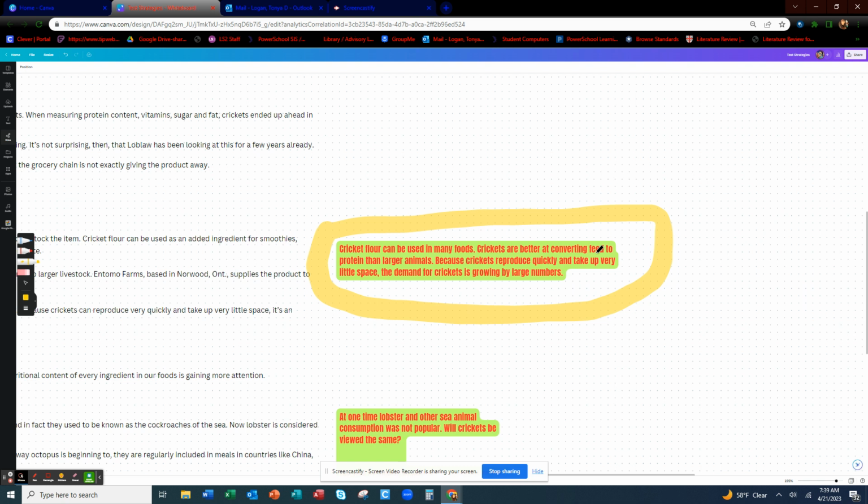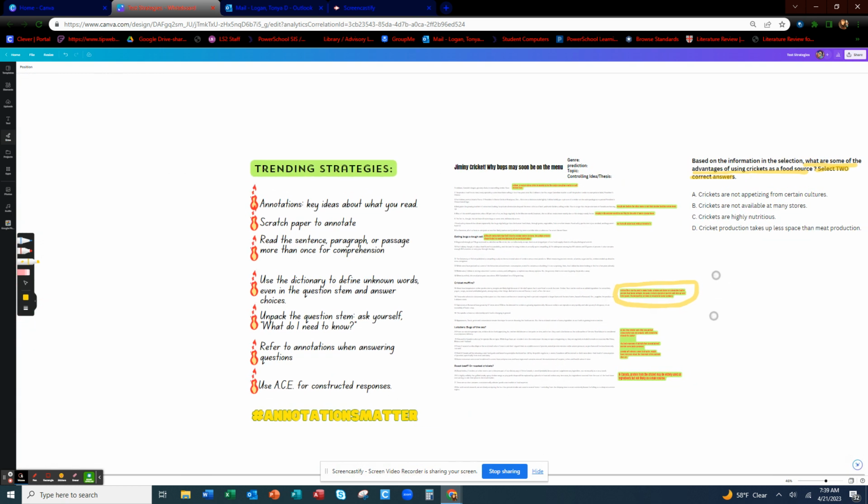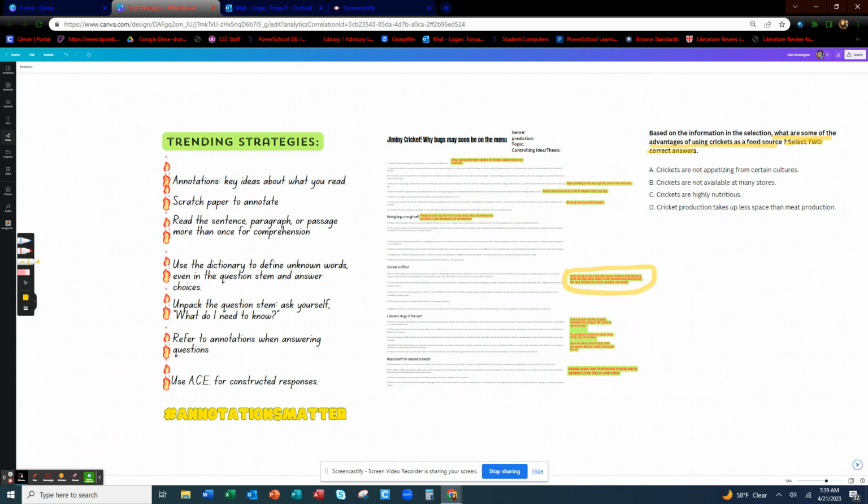A lot of times, guys, your answers come from your annotations. So we don't just annotate and leave it alone. We annotate and we go back to our annotations to look for the answers, or look for the way to answer our questions, the correct way to answer our questions. It should be in your notes. All right. That was this one. Okay. Refer to annotations when answering questions.